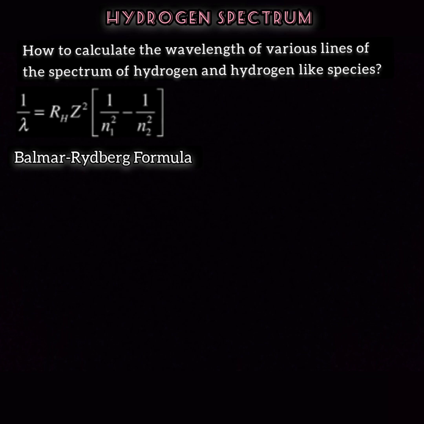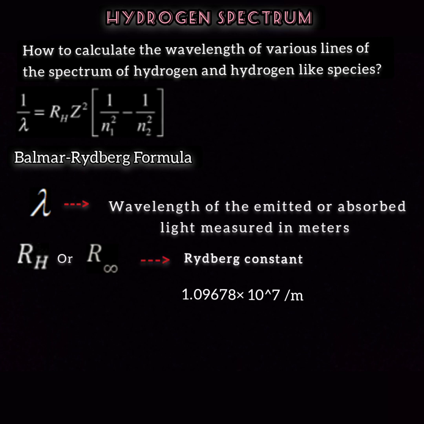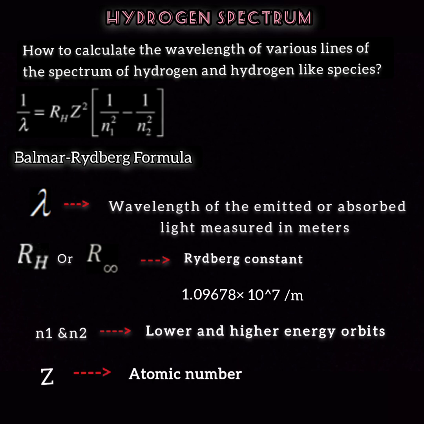In this formula, lambda is the wavelength of the emitted or observed light measured in meters, R_H or R infinity is the Rydberg constant, which is equal to 1.097 × 10^7 per meter. n1 and n2 are the lower and higher energy orbits. Z is the atomic number. It is always 1 for hydrogen-like species.